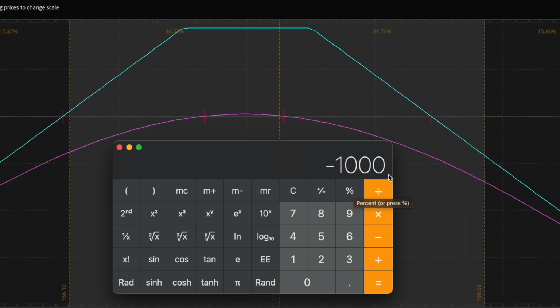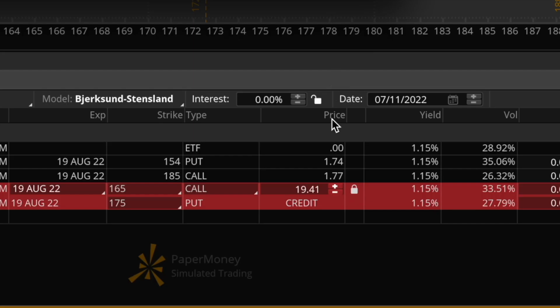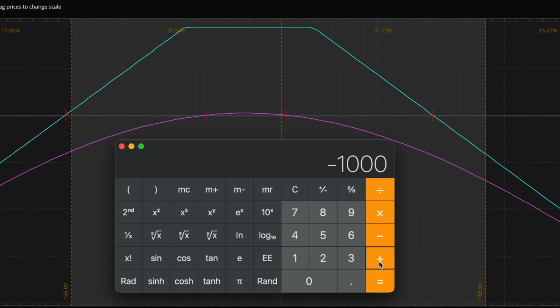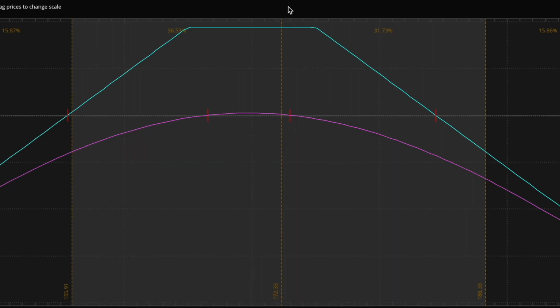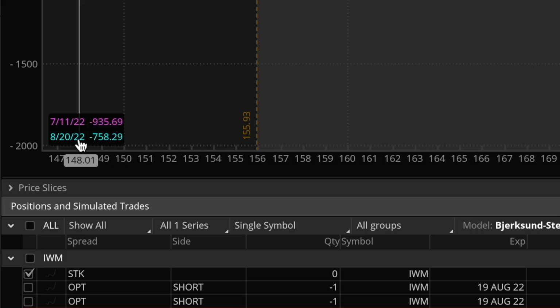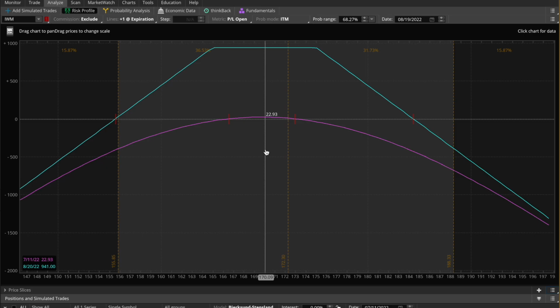But of course, don't forget that in our example here, your total collected credit at this point is $1,941. So ultimately, if we add 1,941, that means we still make a profit of 941 bucks. Awesome. And that's exactly what you can see here on the payoff diagram as well, right? Where anywhere in this zone, as you can see down here with this blue number, you'll make exactly $941.